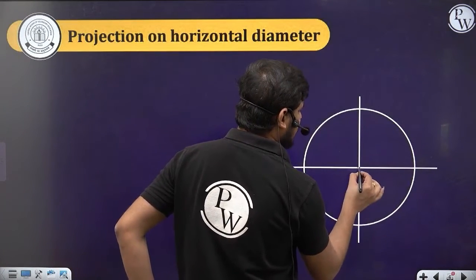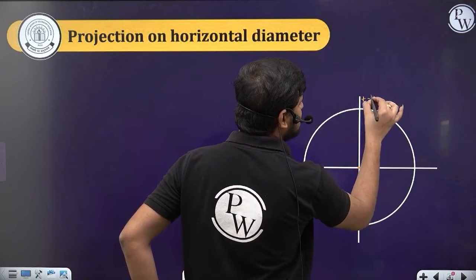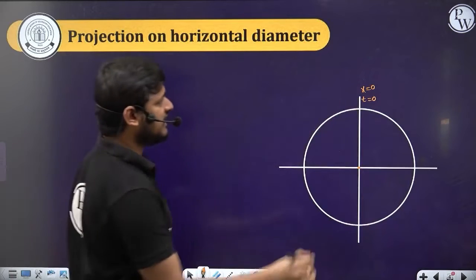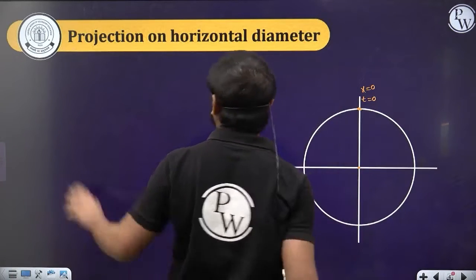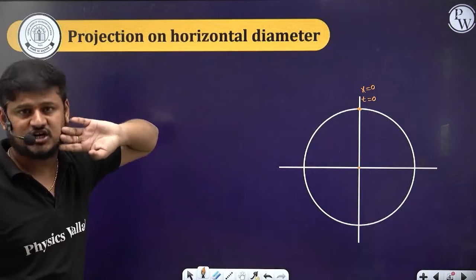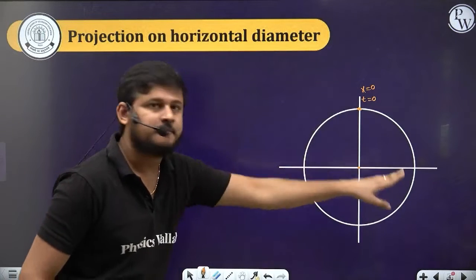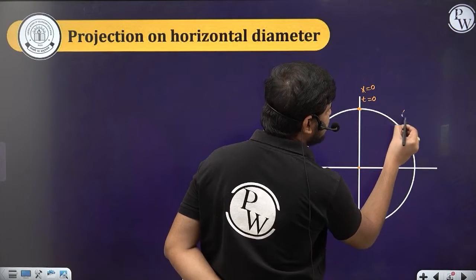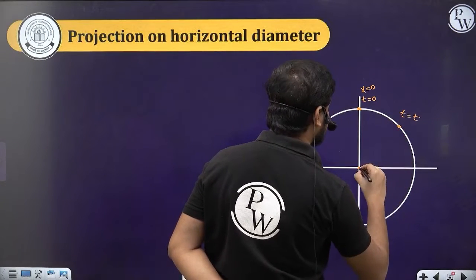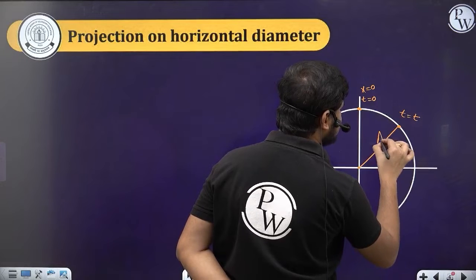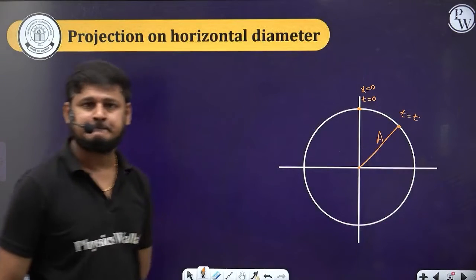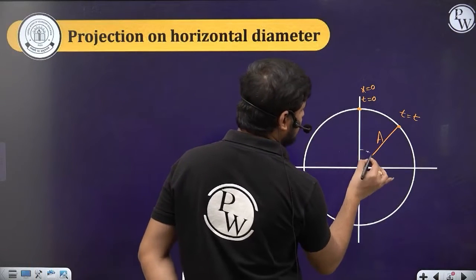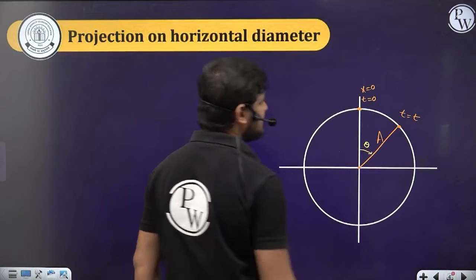So let's say at time t equals 0, the particle is at this place. At time t equals 0, let's say this is the x equals 0 position. Now I am going to take the projection on the horizontal diameter. Horizontal diameter means this one, right? Chalo. So in some time t, the particle has reached here. Let's say this is the maximum displacement A. Now this will be theta. Let's say this angle is theta.